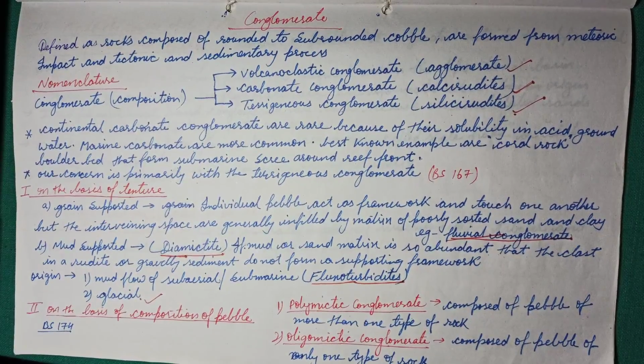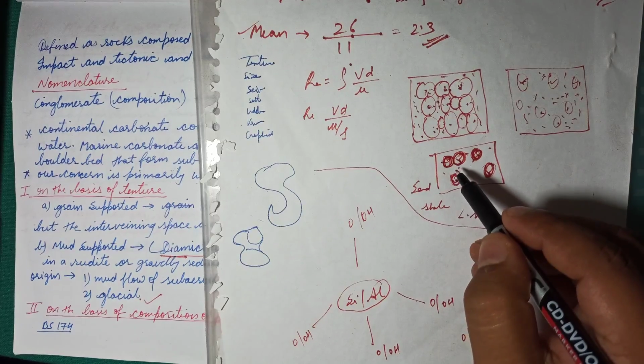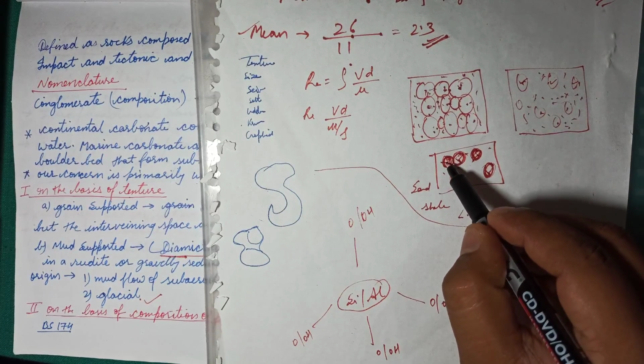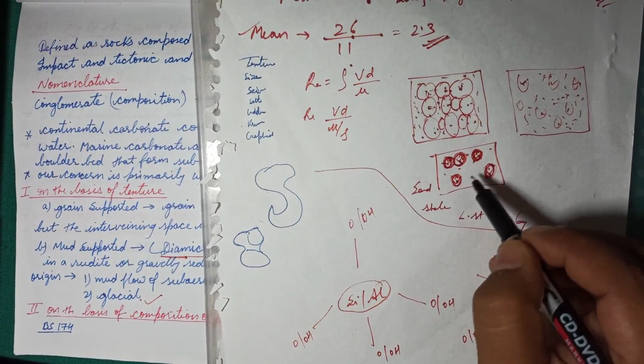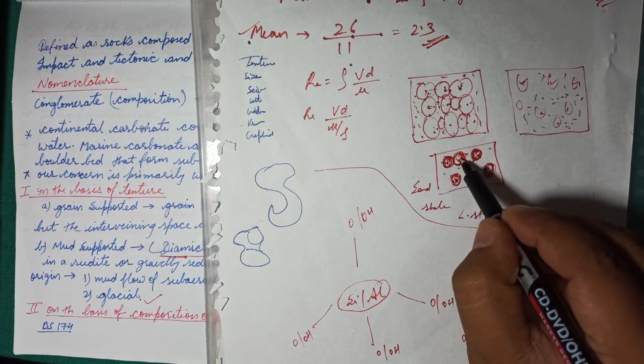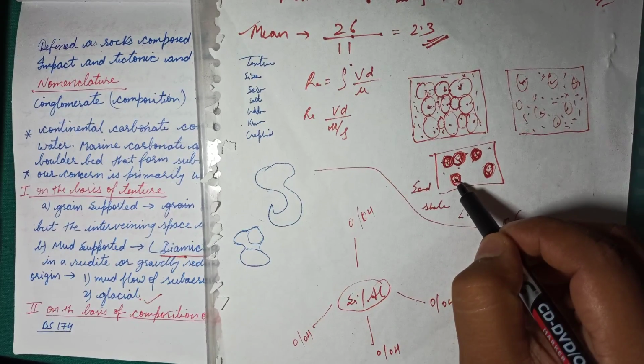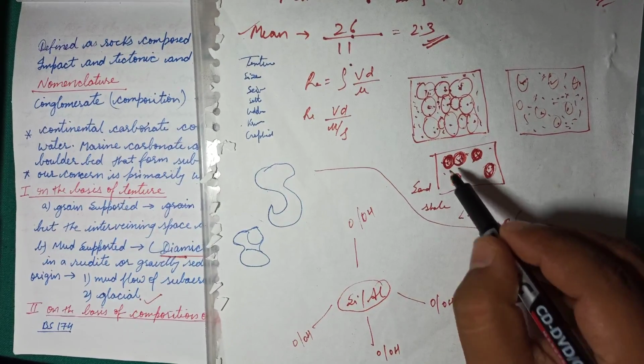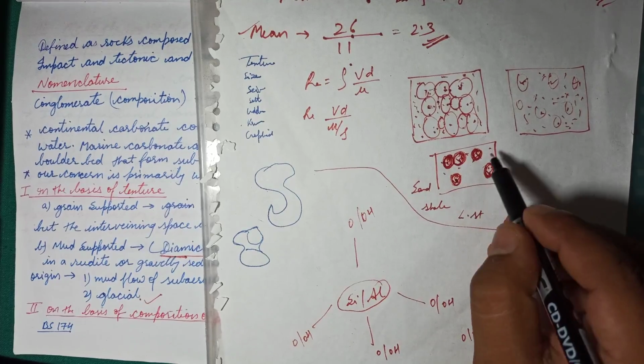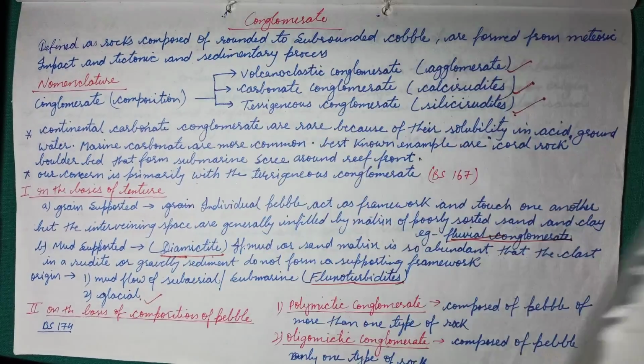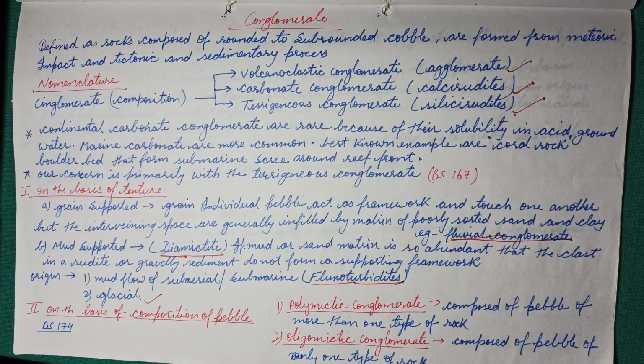The other one is oligomictic. So what will we see? You will see a conglomerate where these are granite pebbles, granite, granite, syenite. So one type of rock you will see. So this is the classification, polymictic or oligomictic.